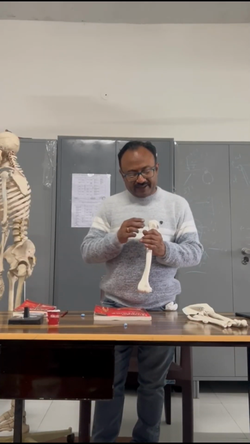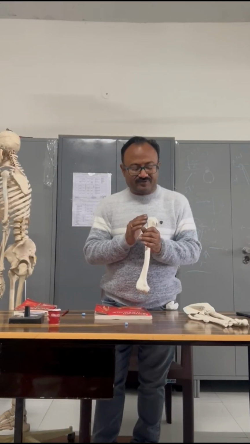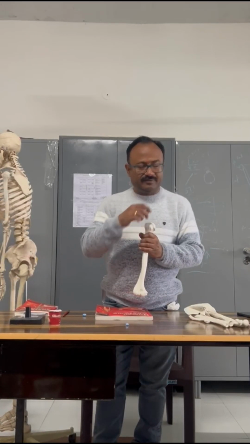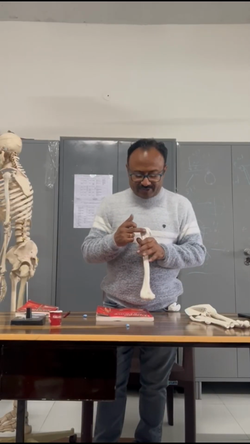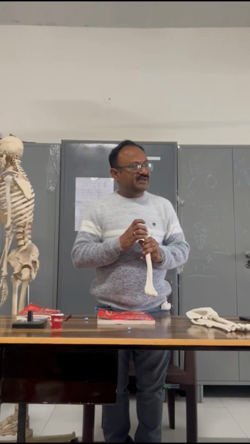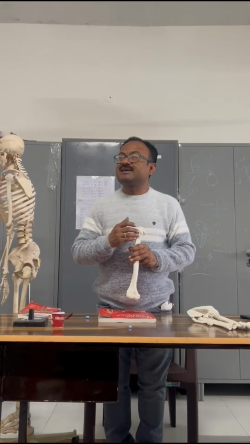At the upper end you will find 2 bony tubercles. The large tubercle is called the greater tubercle, found on the lateral side. On the anterior side you will find the lesser tubercle, which is the small tubercle. There is a sulcus between the 2 tubercles called the intertubercular sulcus, or the bicipital groove.